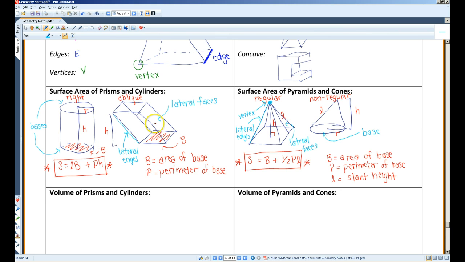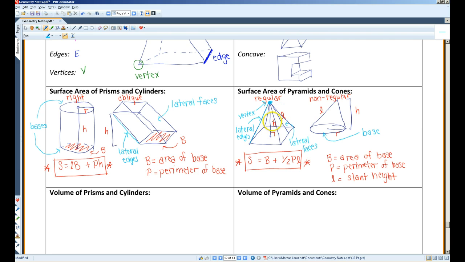Okay? An oblique cylinder, or prism, is a prism with lateral edges that are not perpendicular to the bases, kind of like the one shown here. In any case, the equation to find the surface area would be 2 times the area of the base plus the perimeter of the base times the height. Okay?